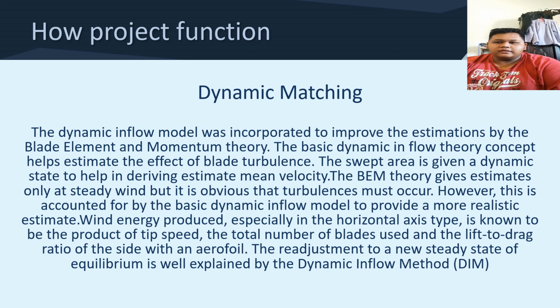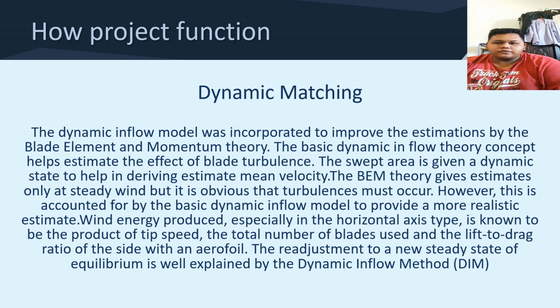of mass velocity. The BEM theory gives estimates only at steady wind, but it's obvious that turbulence must occur. However, this is accounted for by the basic dynamic flow model to provide a more realistic estimate.